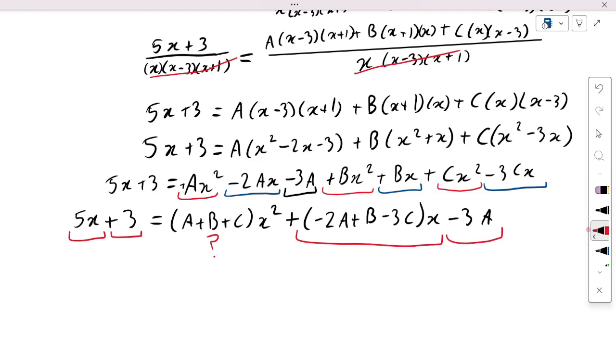Well, remember that we know that 5 is going to be equal to this whole bracket over here, right? Because it's represented by the x. And we know that the positive 3 is just going to be equal to negative 3a. But what is this one going to be equal to? (a + b + c)x squared.